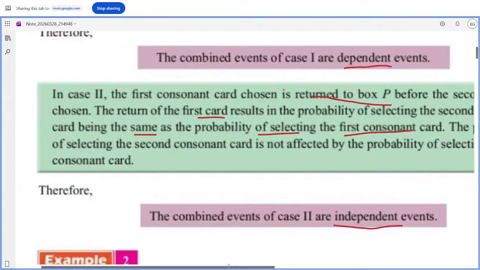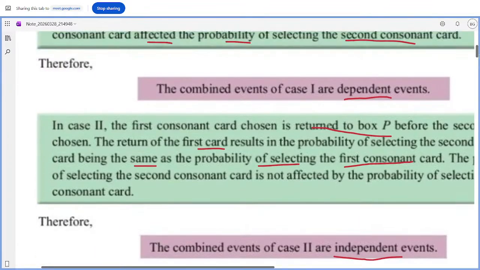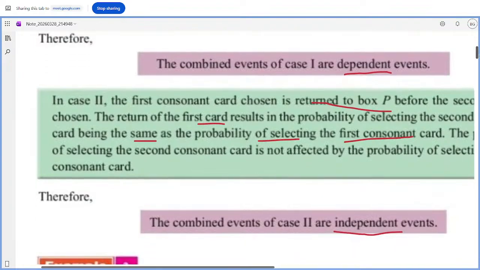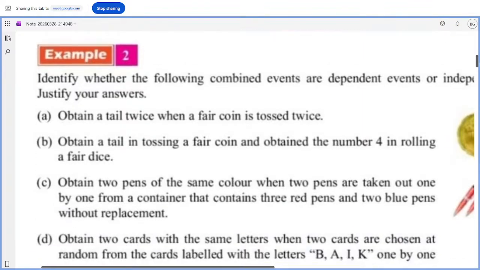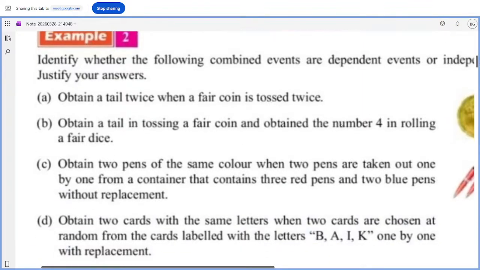Do you see the difference now between dependent and independent events? Simple, right? Not so difficult, right? Now we see some daily life situations. They ask you to identify whether it's dependent or independent. They say obtain a tail twice when a fair coin is tossed twice. What do you all think? Dependent or independent? You want to get 2 tails when you toss a coin 2 times. Does the first toss affect the second toss, or doesn't it affect?